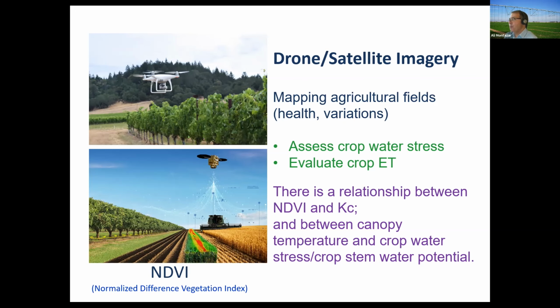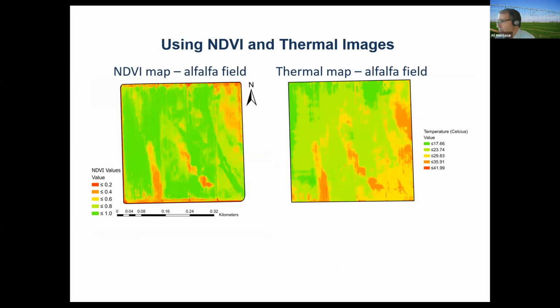There is a relationship between NDVI and KC values, and also between canopy temperature and crop water stress, crop stem water potential. So we try to find that relationship and then use satellite or drone for irrigation management. This is the main concept of using satellite data or drone.